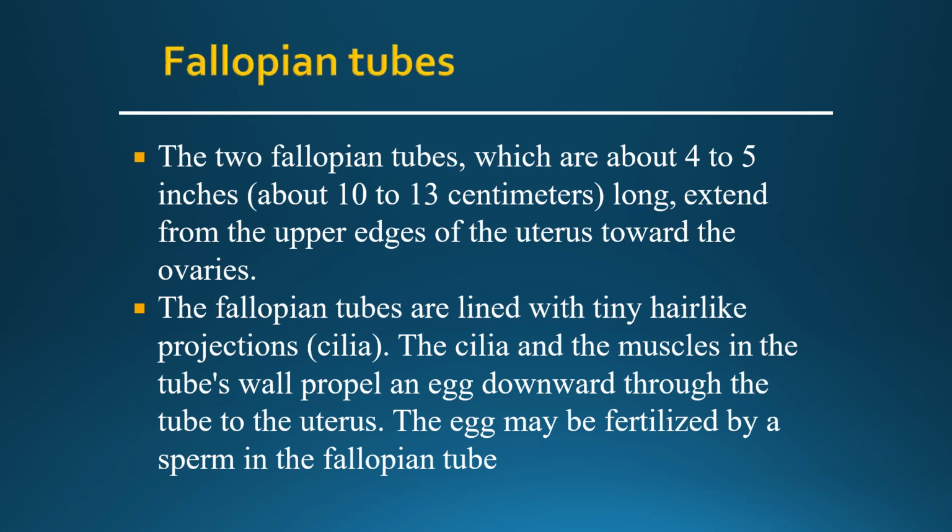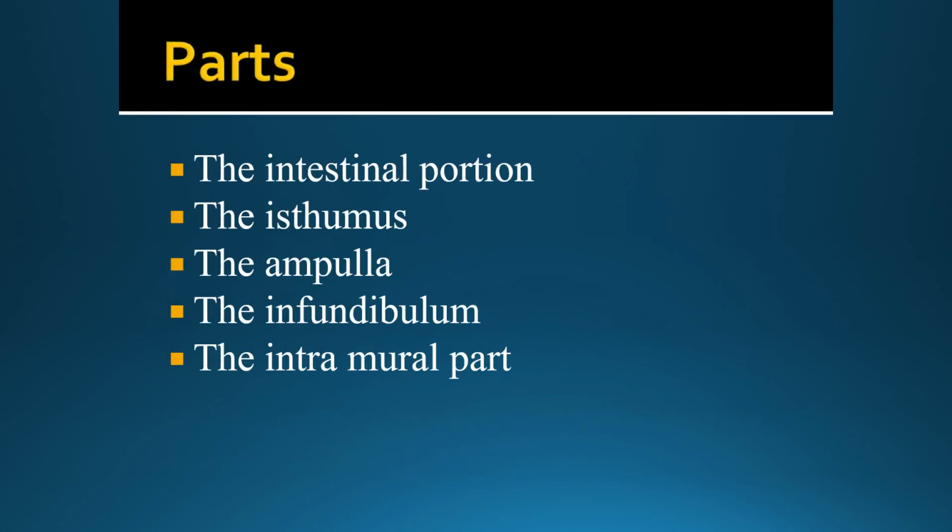The fallopian tubes are lined with tiny hair-like projections or cilia. The cilia and the muscles in the tube's wall propel an egg downward through the tube to the uterus. The egg may be fertilized by a sperm in the fallopian tube. So the parts of the fallopian tube are the interstitial portion, the isthmus, ampulla, infundibulum, and the intramural part. So fertilization occurs in the ampulla of the fallopian tube.